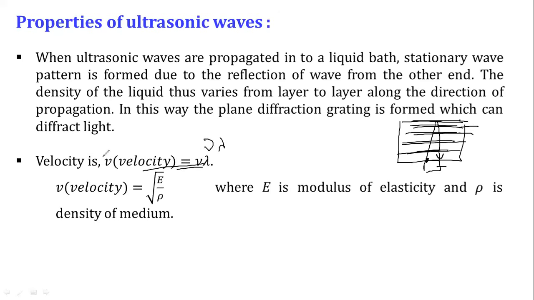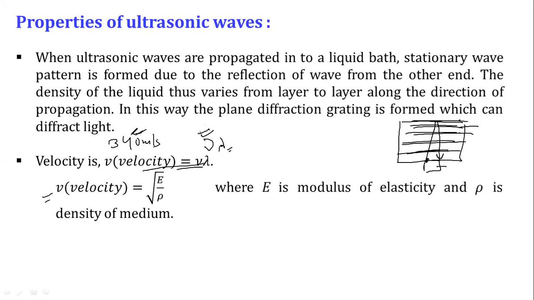Ultrasonic waves, infrasonic, or in your audible range. For example, in air, if the velocity is fixed, then we know ultrasonic has high frequency, so automatically the wavelength will be smaller. Infrasonic frequency is very low, hence their wavelength is extremely large. If you talk about velocity in a particular medium, this is the velocity of sound in air.